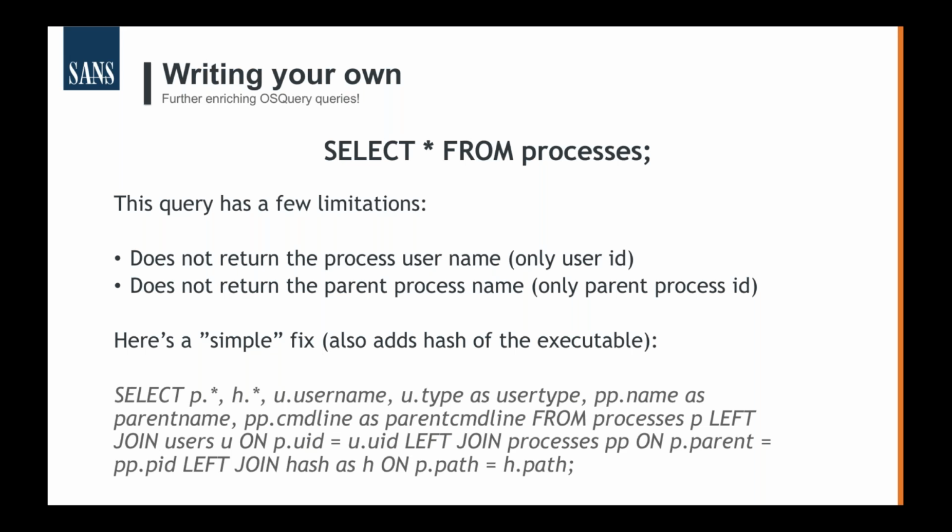It adds the process user name, so not only the process user ID, but it also adds the hash of the image that's on disk. So the executable that is on disk, it also adds the hash of that one. So you could also look for known bats, for example.